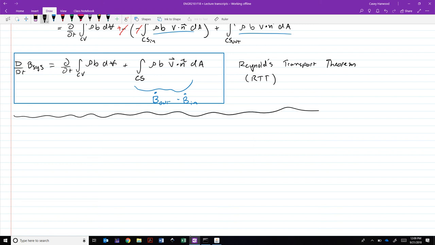Some notes about applying the Reynolds transport theorem. So, some tips, notes, tricks. I have a couple of examples. We may, but there's some important stuff we have to get through first. Again, if we don't get to the examples in here, I'll post them online on Icon.